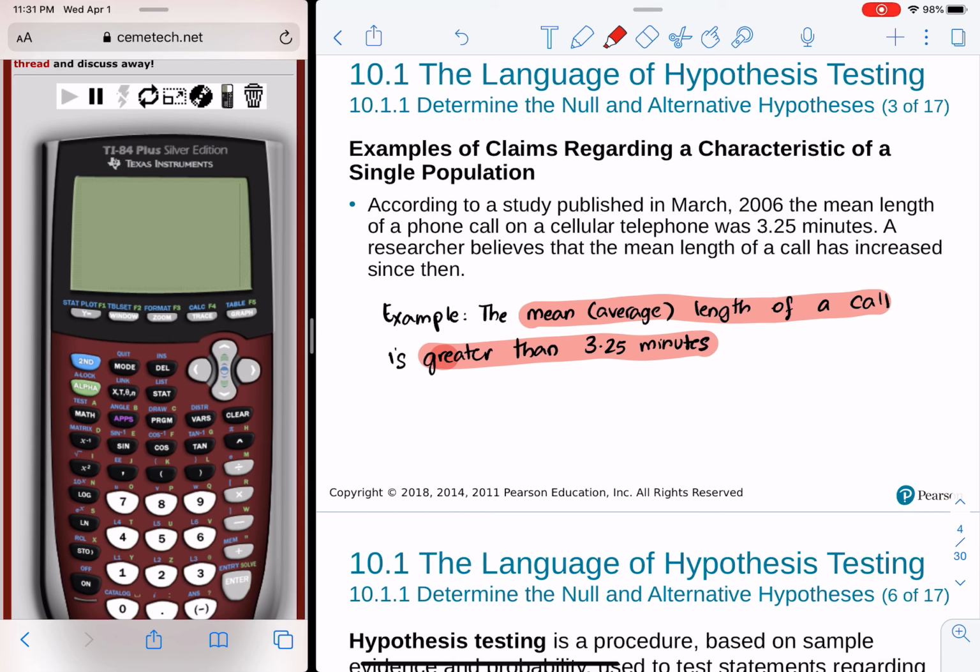So in 2006, it was 3.25 minutes. But since we are making this hypothesis today, we're going to state that it is greater than 3.25 minutes. Again, we're not going to blindly agree to this statement. Rather, we're going to collect a sample and verify the credibility of this hypothesis.